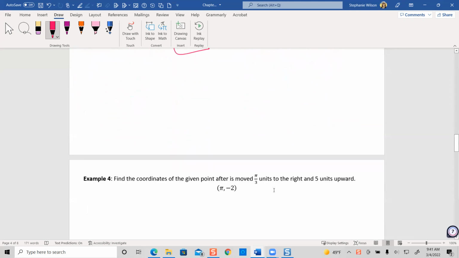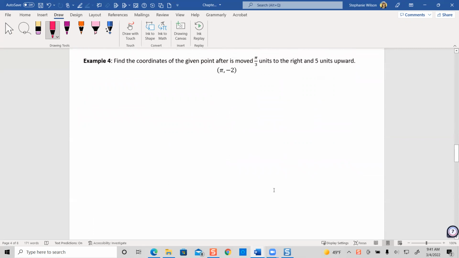Okay, so let's do the next one. Find the coordinates of the given point after it is moved pi thirds units to the right. So that means we're going to add pi thirds to the x value. And this here says 5 units upward. So that means we're going to add 5 to the y value.